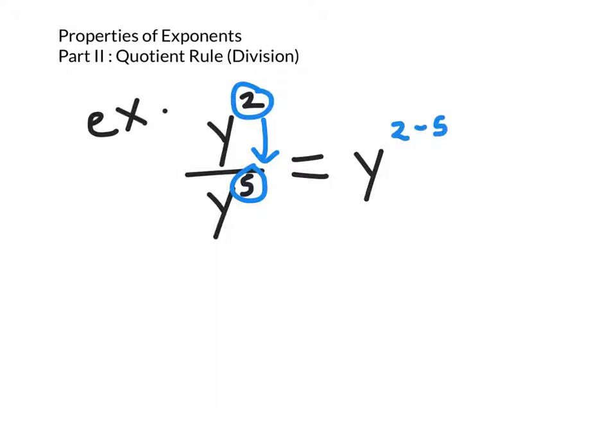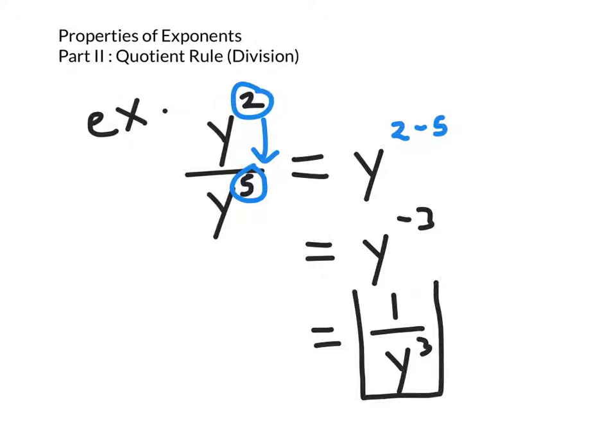Now you'll notice here in this scenario that this is going to give me y to the negative 3. We're going to have a negative exponent. If you remember negative exponents, if you wanted to write it without negative exponents, we're going to take that y to the negative 3. That negative sign actually means the reciprocal, and so I'm going to flip this over, y to the 3 down in the denominator, and you're going to have 1 all over y to the third power as your answer.